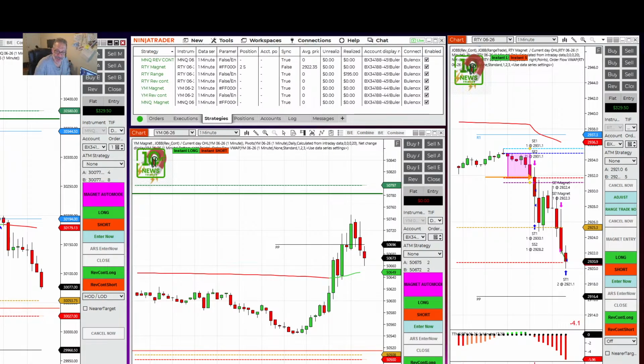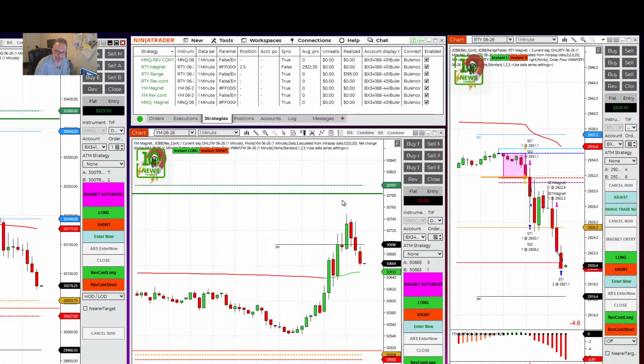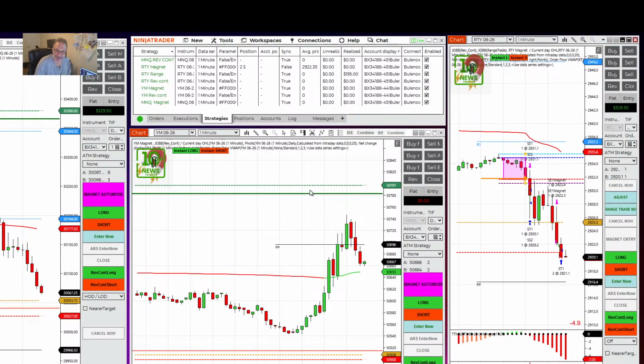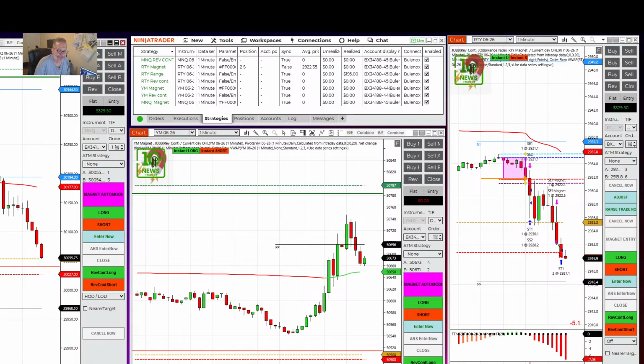I mean, it's interesting. The YM did not work, did not get to the high. The RTY, one of the fastest magnets we've seen. I guess I'll let the MNQ do the test, right? It should get there.